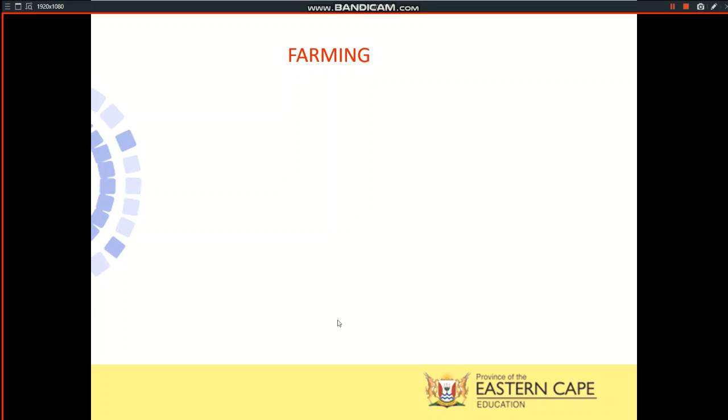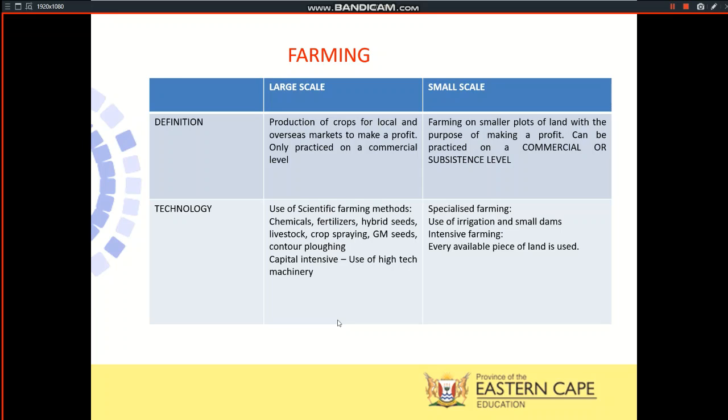Let's look at farming as well under this product. Farming, the definition of farming when we do agriculture, is the production of crops for local and overseas markets to make a profit. It's only practiced on a commercial level because it's large scale. Then we have small scale farming. It's farming on smaller plots of land with the purpose of making a profit. It can be practiced on a commercial or subsistence level. Right. Let us just look at these two factors, commercial or subsistence level. We will discuss them later.